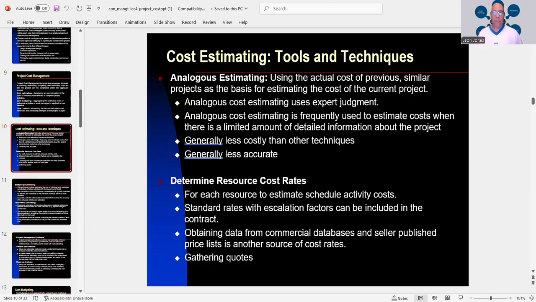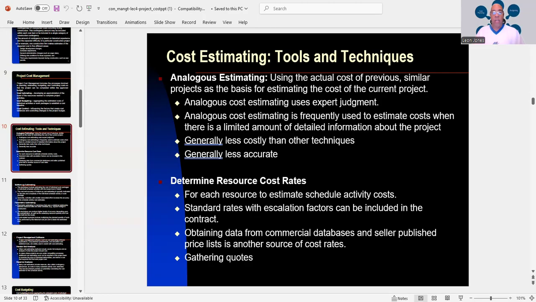Now we also have tools and techniques. So we have analogous estimating. That's basically using the actual cost of previous similar projects as the basis for estimating the cost of the current project. Analogous cost estimating uses expert judgment. It is frequently used to estimate costs when there is a limited amount of detailed information about the project. It's generally less costly than other techniques. Also, it's generally less accurate.